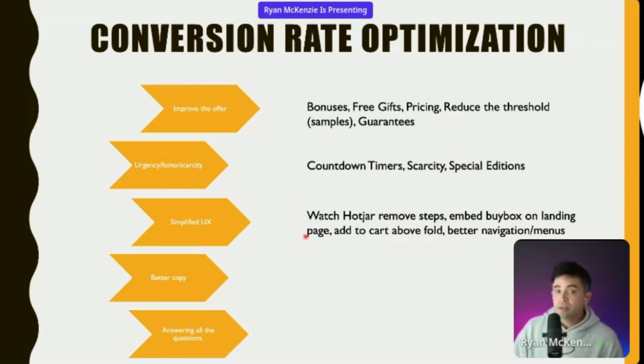Simplified user experience or UI. Your funnels oftentimes lead people through paths that you might not know about. So installing a tool like Hotjar or Clarity is a great way to see where people are getting hung up when they're coming through your funnel, when they're coming through your site. What activities are they doing that aren't leading to purchases, leading to dead ends? And then obviously going in and correcting that. Other things like embedding your buy box on your landing page so they don't have to click through to the PDP. On the PDP, making sure that your add to cart button is above the fold. Other things like making sure that your navigation is simple. You have your best sellers, your highest AOV products, your highest converting products, easily accessible.